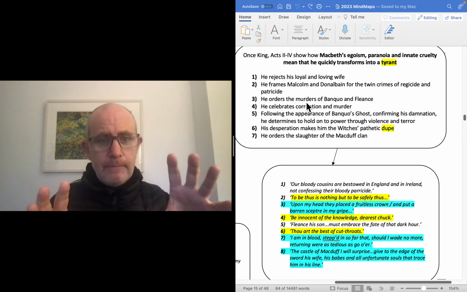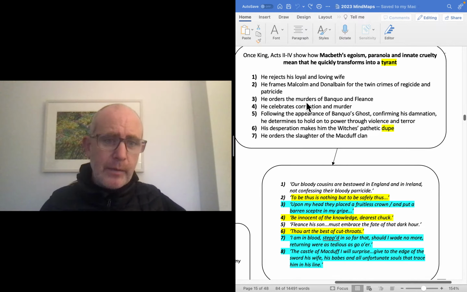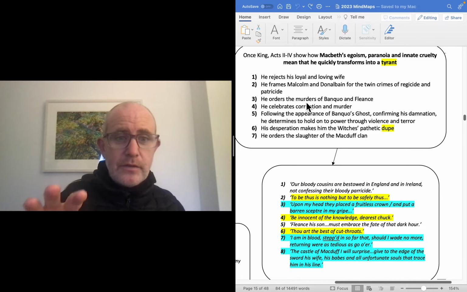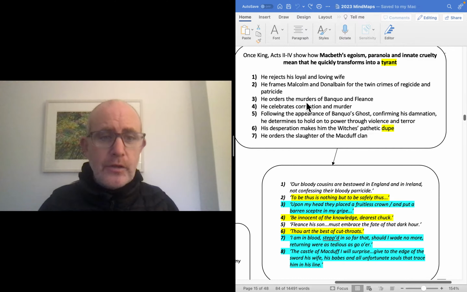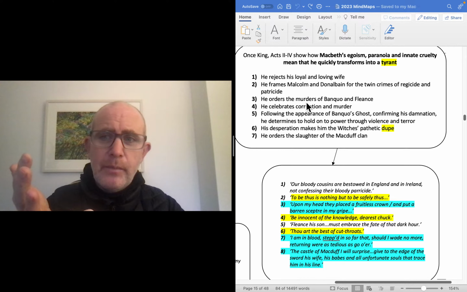But the key stage of transformation from heroic Macbeth at the beginning of the play to the butcher at the end of the play comes in Acts 3 and 4. And I just want to talk through those key elements and explain some of the quotes, and that's the end of this video. So, what alienates us from Macbeth when he becomes king?